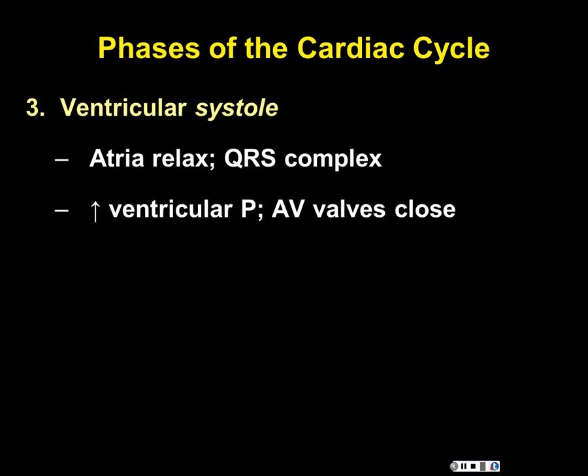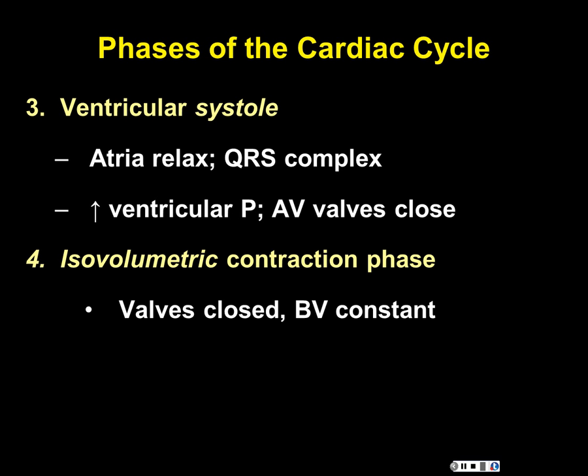Okay. So the AV valve is closed, and the semilunar valves are closed, and so our blood volume is constant. At this point, when there's no blood entering or exiting the chamber, it's called isovolumetric contraction. This tells us the chamber is contracting, but the volume of blood is constant. Okay, it's not changing.